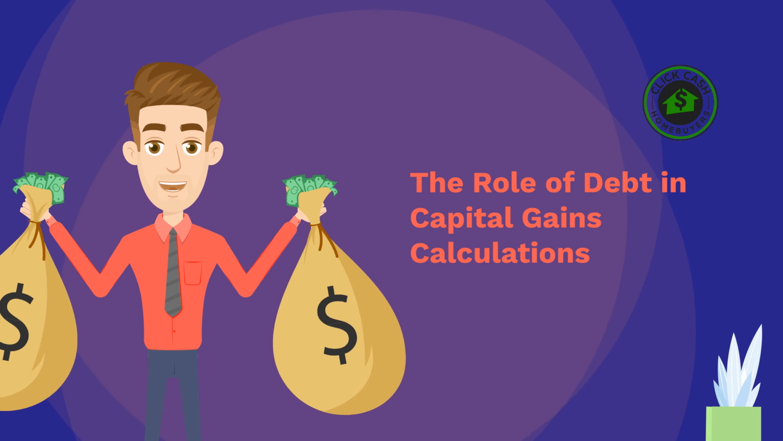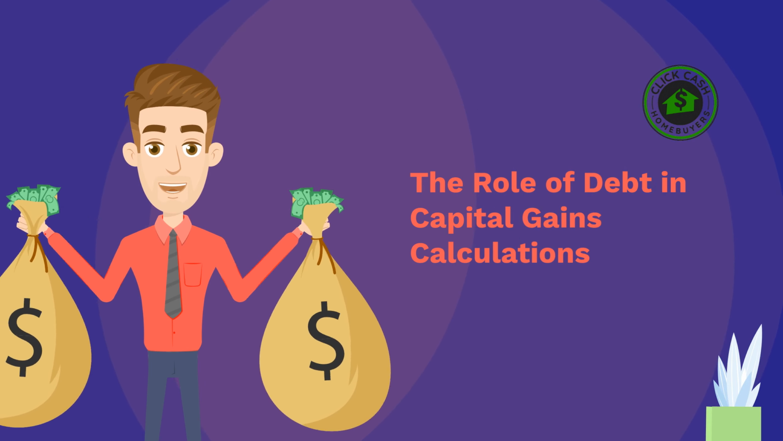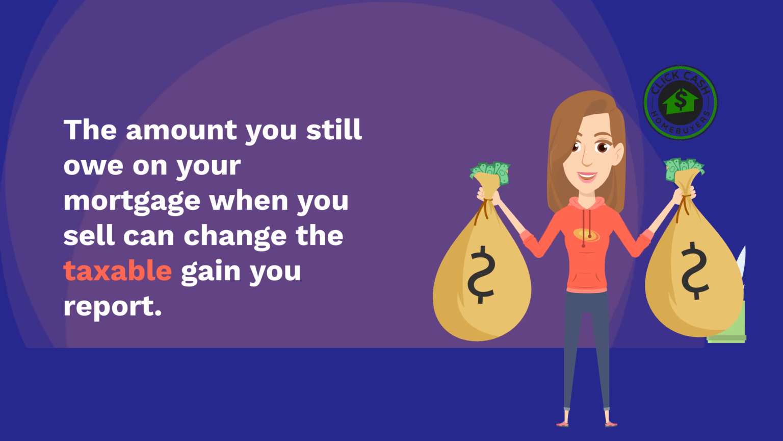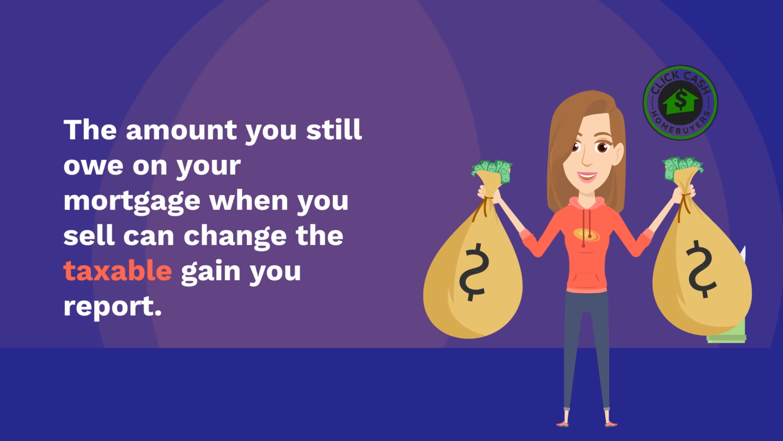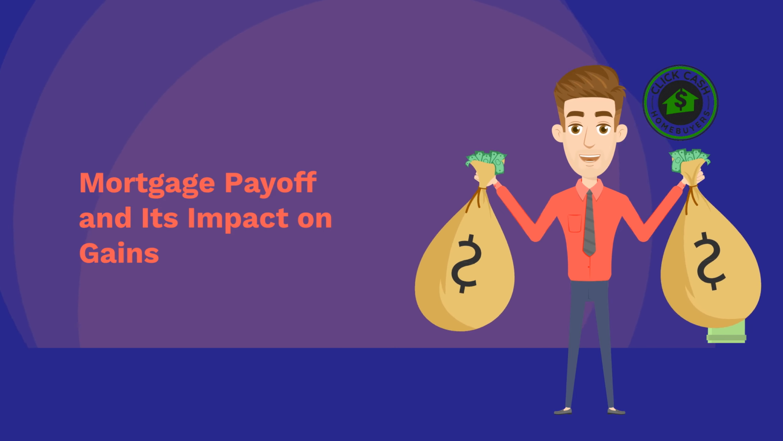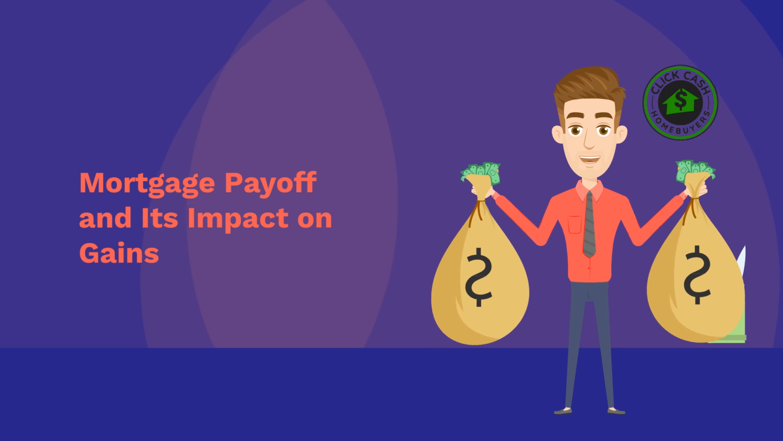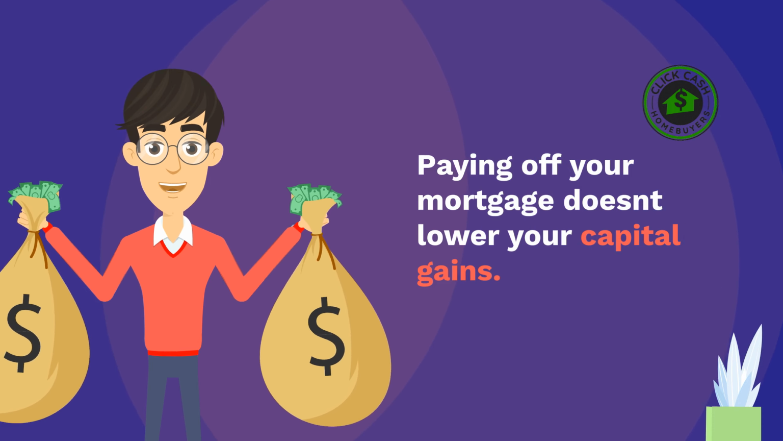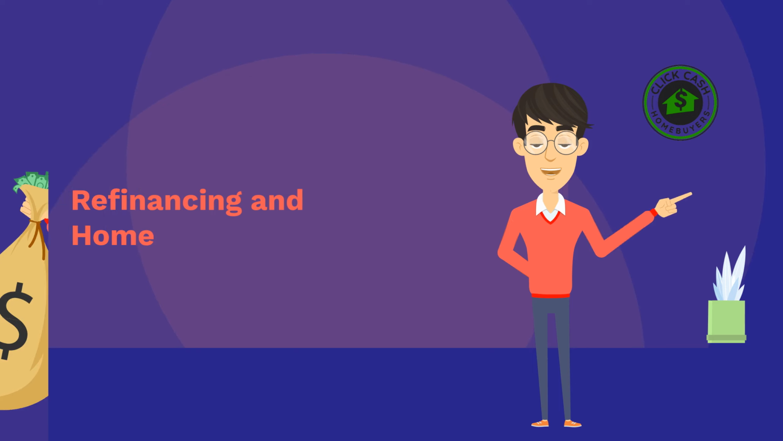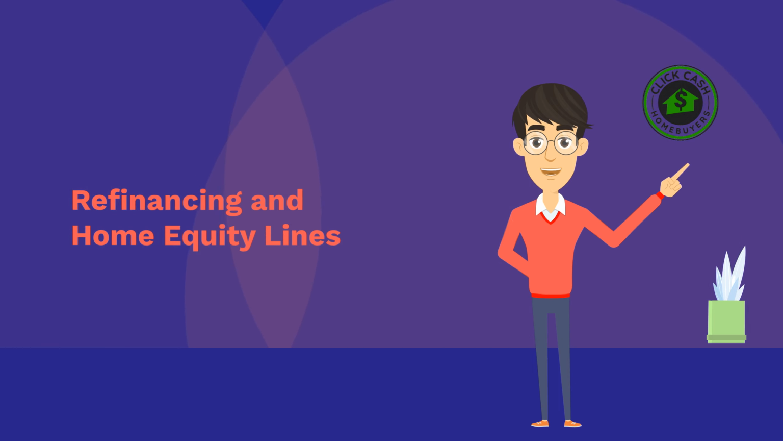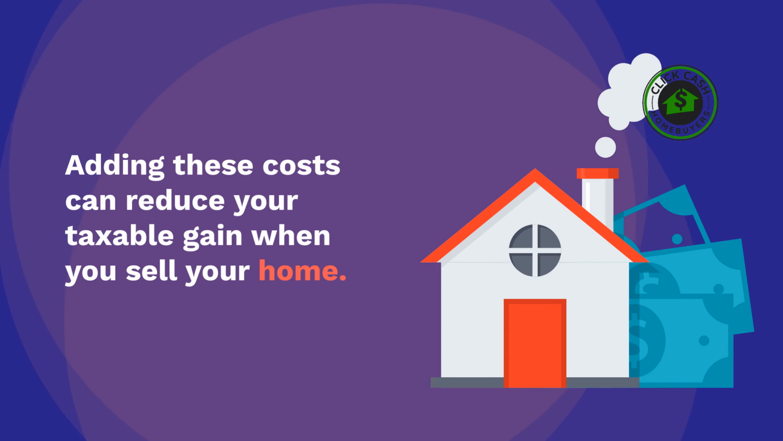The role of debt in capital gains calculations. The amount you still owe on your mortgage when you sell can change the taxable gain you report. Mortgage payoff and its impact on gains. Paying off your mortgage doesn't lower your capital gains. Refinancing and home equity lines. Adding these costs can reduce your taxable gain when you sell your home.